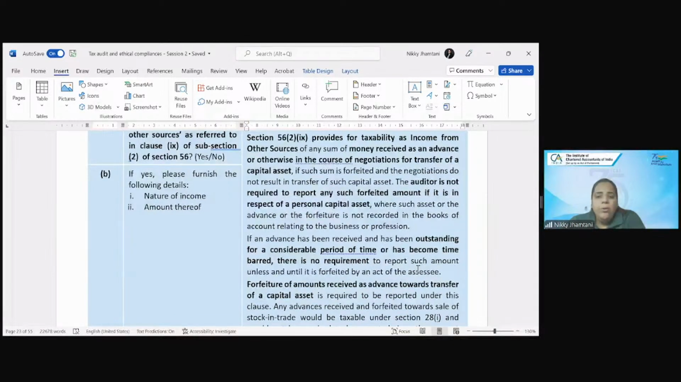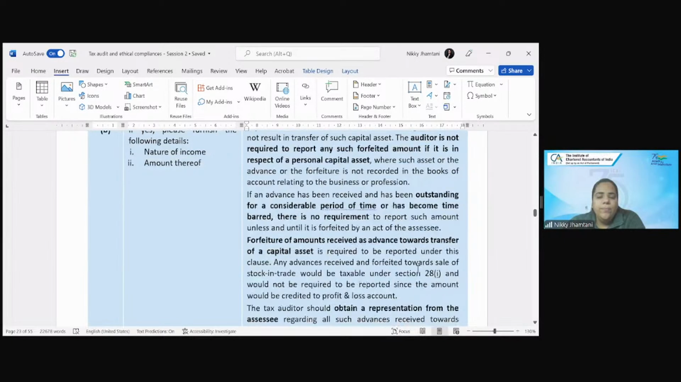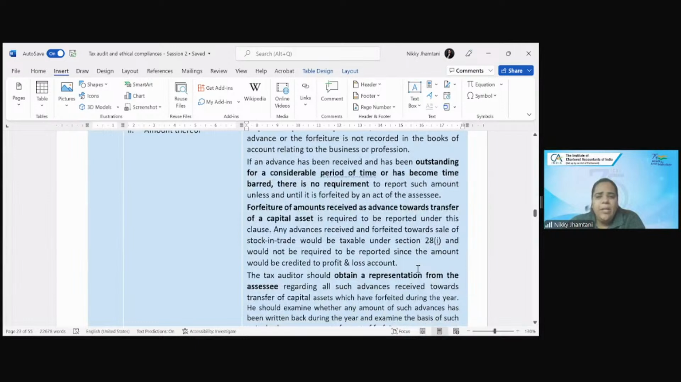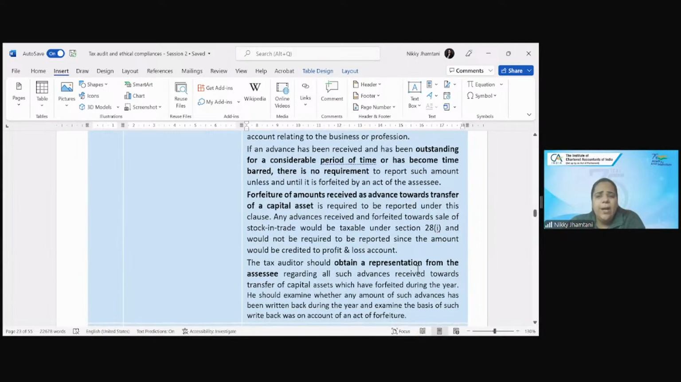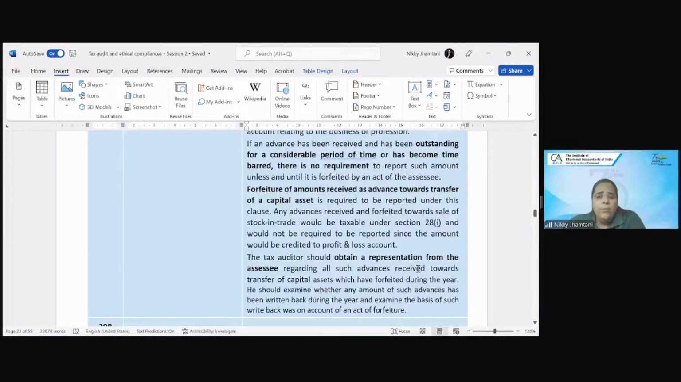The auditor is not required to report any such forfeited amount if it is in respect of a personal capital asset, where such asset or the advance or the forfeiture is not recorded in the books of account. If an advance has been received and has been outstanding for a considerable period of time, there is no requirement to report such amount unless it is forfeited by an act of the assessee. Forfeiture of amounts received as advance towards transfer of a capital asset is required to be reported under this clause.